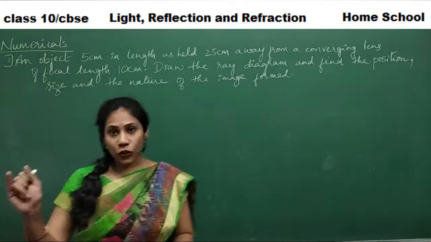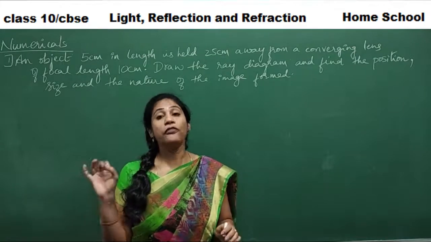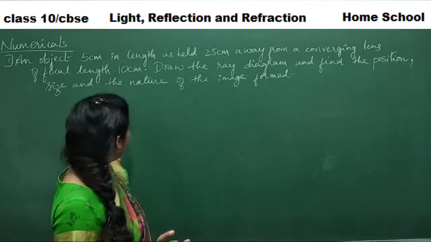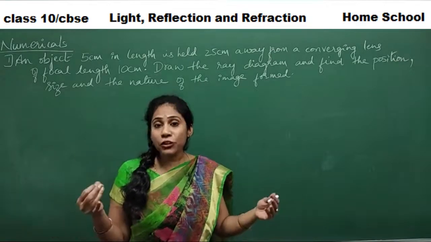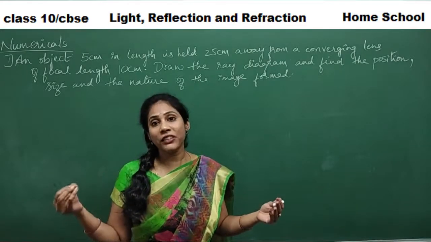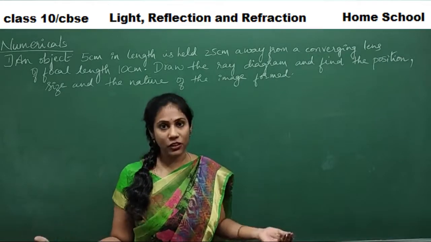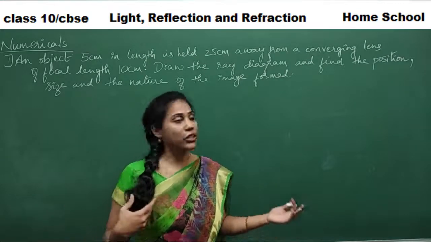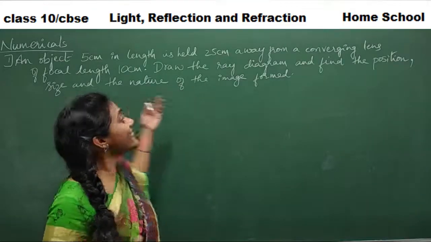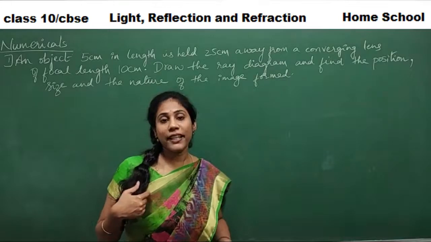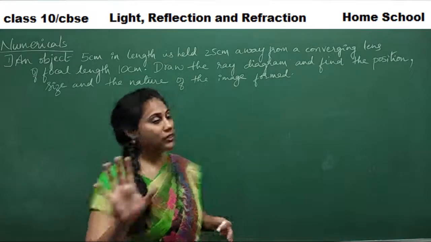You need to draw the ray diagram, then find the position of the image. You have to find the nature of the image. Nature in the sense what, guys? You should say whether the image is real inverted or virtual erect. That is what we mean by nature here. And also, we need to find the size of the image. That means the height of the image you need to find out.